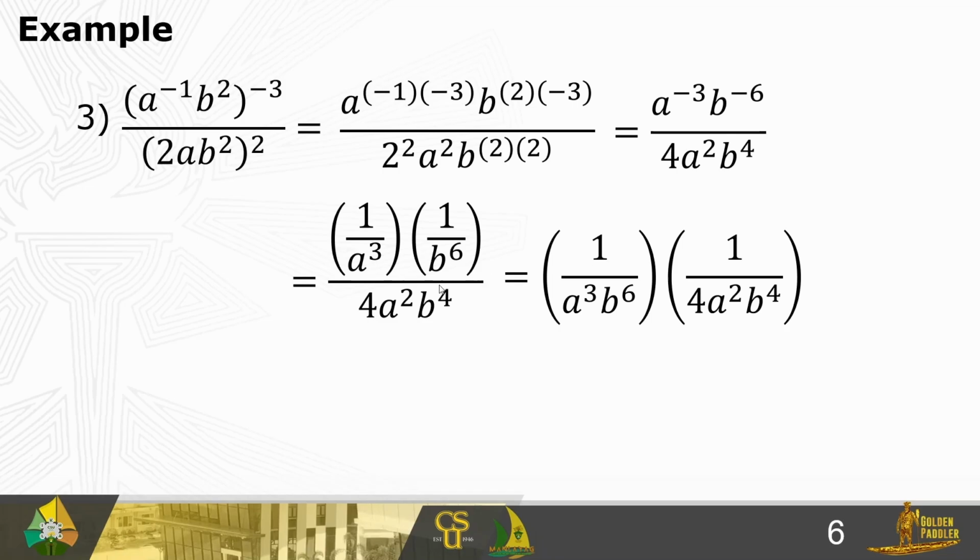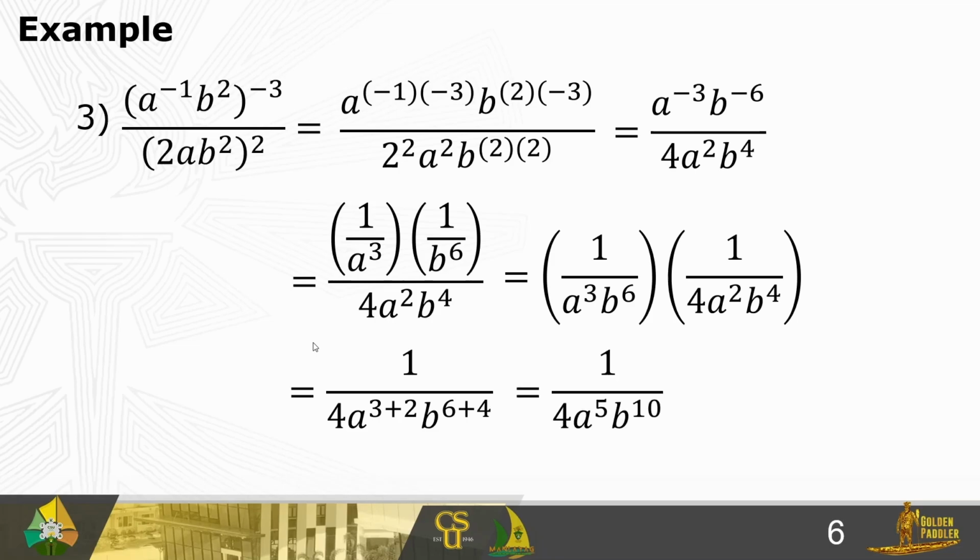And applying the previous rule, we have 1 times 1 is just equal to 1. Then we have 4. Since these two have the same base, we are just going to add their exponents. So we have a raised to the power of 3 plus 2, and also with the base b, we have b raised to the power of 6 plus 4. And simplifying this is just equal to 1 over 4a raised to the power of 5 times b raised to the power of 10.